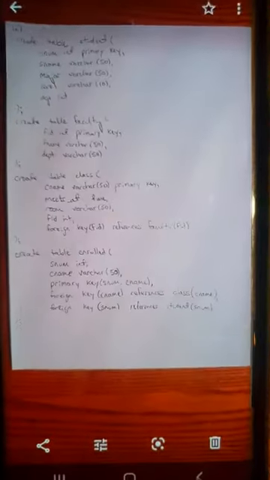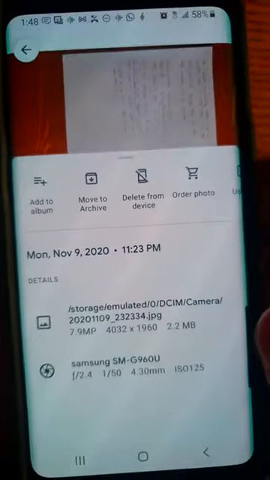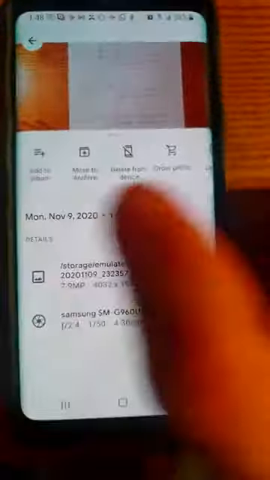The first photo was of 1A. The second photo is of 1B, and this was taken at 5:23 p.m. New Jersey time. The next photo is of my problems 2, 3, and 4, and this one was taken at 5:23 p.m.